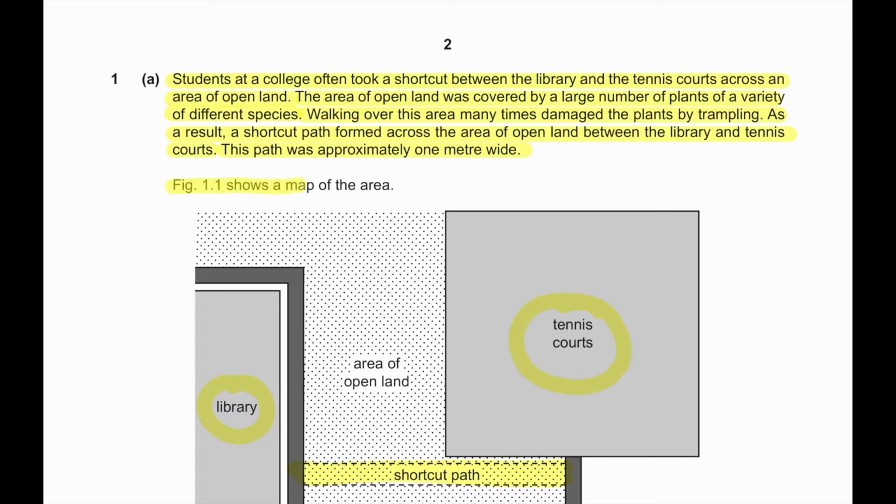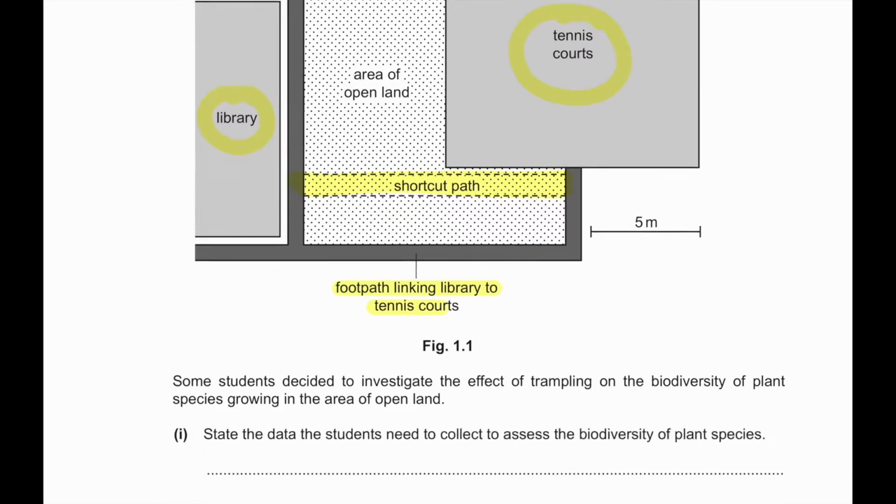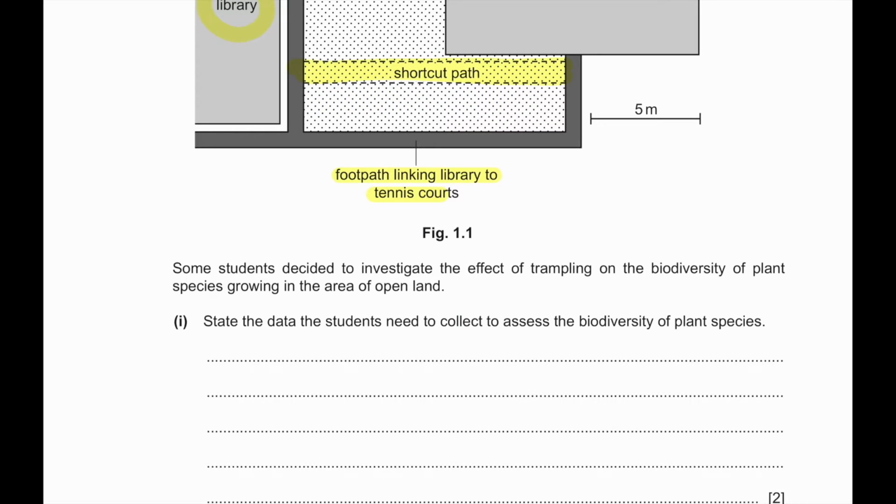Figure 1.1 shows a map of the area. Okay, so we can see the map of the area. Footpath that is linking the library to the tennis court. However, people love to go through the shortcut. Some students decided to investigate the effect of trampling on the biodiversity of plant species growing in the area of open land. State the data the students need to collect to assess the biodiversity of the plant species.